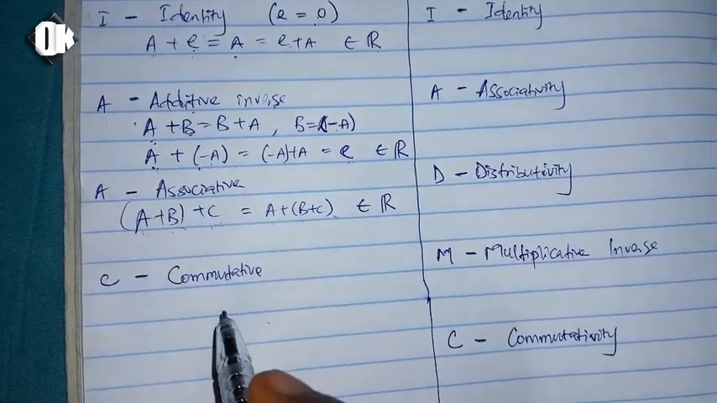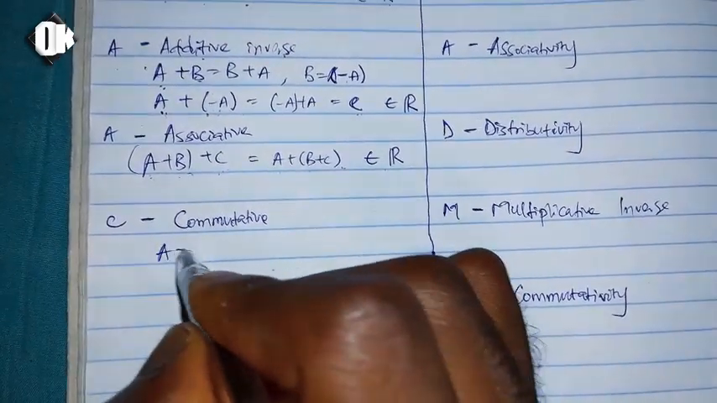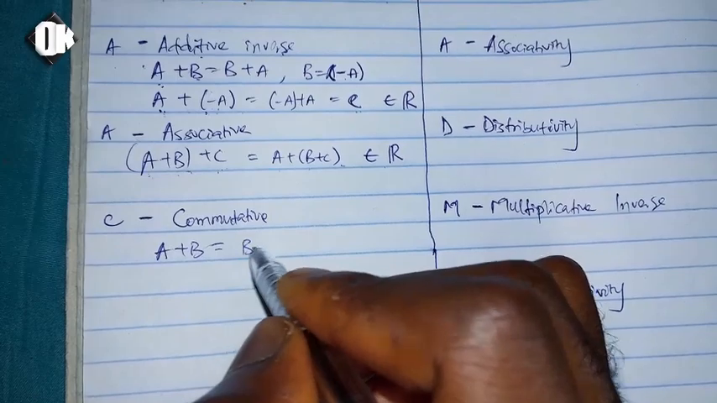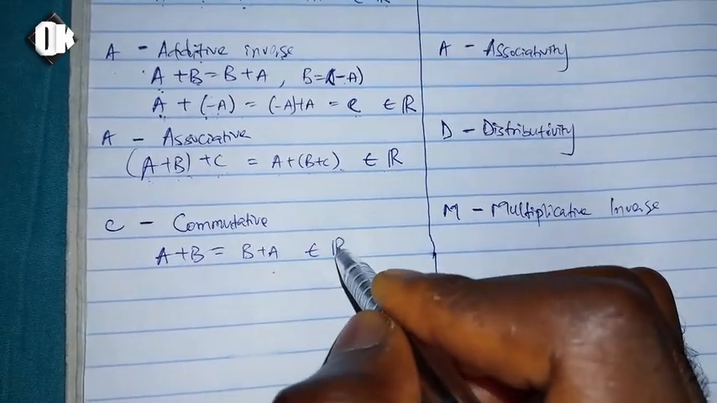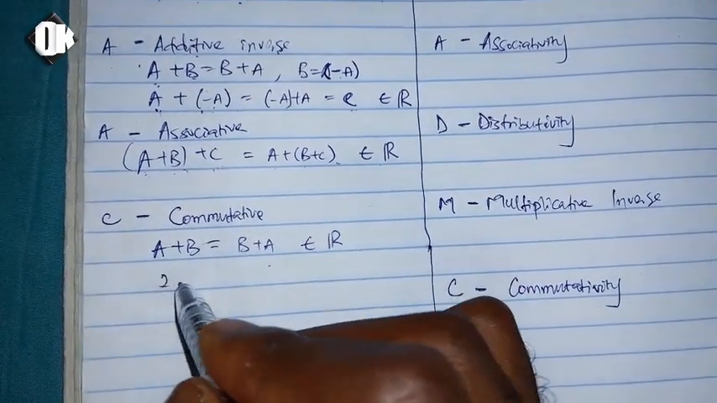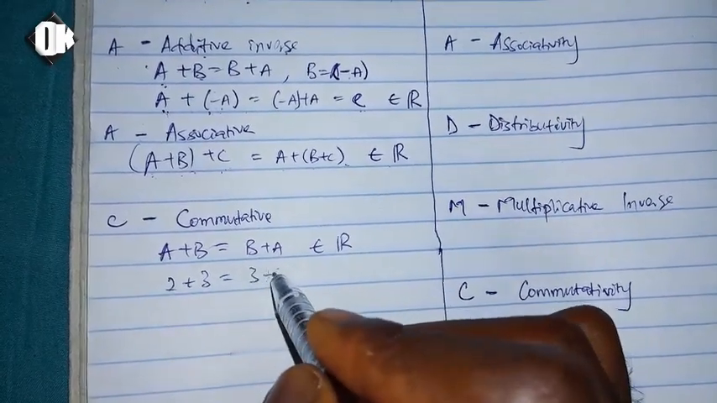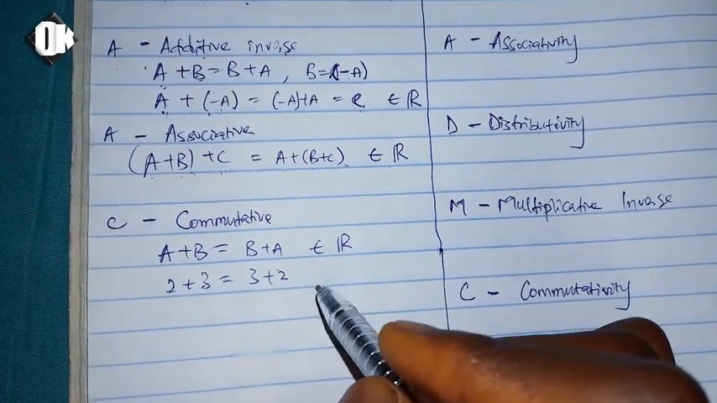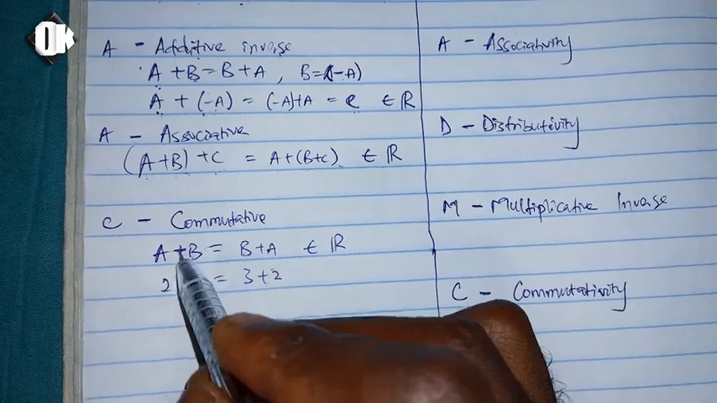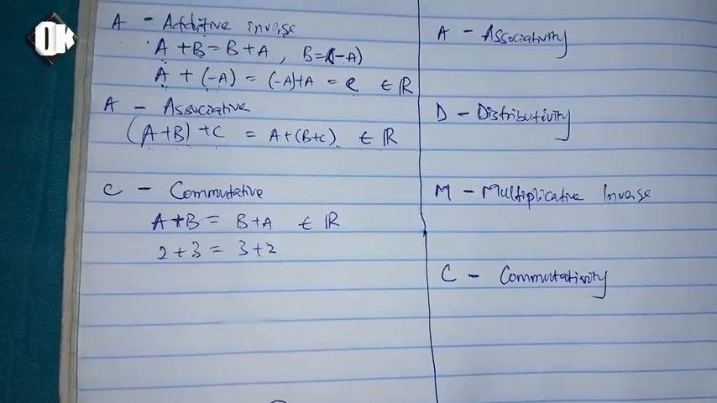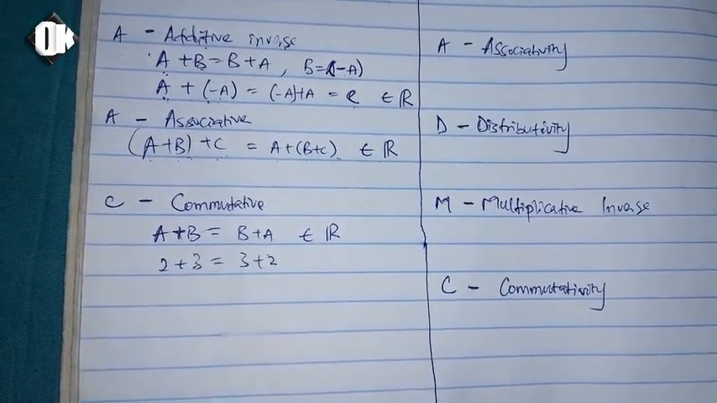And for my commutativity, just picking 2, A plus B equals B plus A, elements of the set of real numbers. That is, no matter how I arrange it, 2 plus 3 must be equal to 3 plus 2, which is equal to 5. That's for addition. So that's that about axioms of addition.